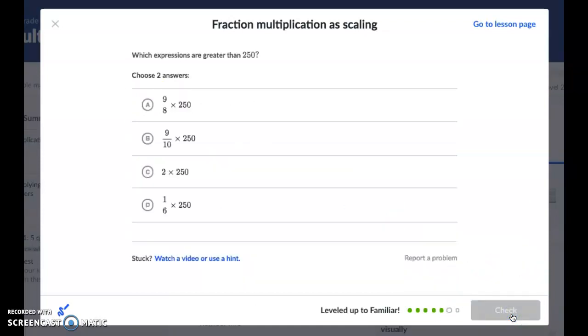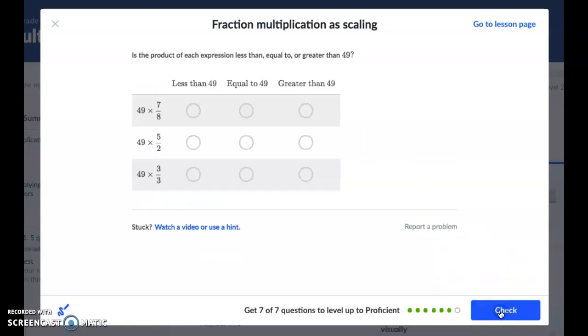Which expressions are greater than 250? So in this case, our 250 stays consistent in each answer. So we need to look for where are we multiplying by a number bigger than 1? Well, 9/8 is larger than 1. 9/10 is not bigger than 1. 2 is also bigger than 1. And 1/6 is less than 1. So our two answers are A and C.